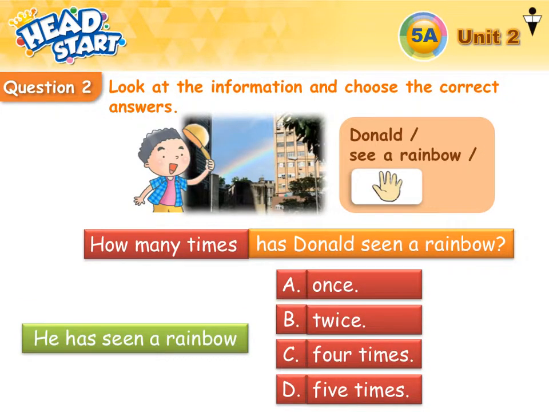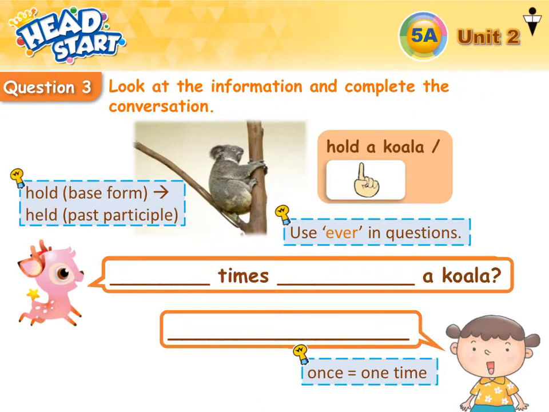Good job. Okay, question 2. Look at the information and choose the correct answers. So here we see Donald, okay, see a rainbow, and look at the number 5. Question is, how many times has Donald seen a rainbow? He has seen a rainbow 5 times. Okay.